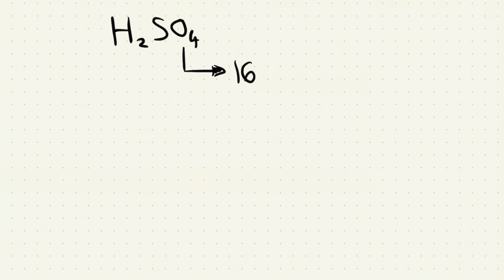Let's try another example now, that of sulfuric acid, which has the formula H2SO4. Once again, let's start with the oxygen on the right. Oxygen has a mass of 16, and in the formula we have 4 of them. So 16 times 4 is 64.